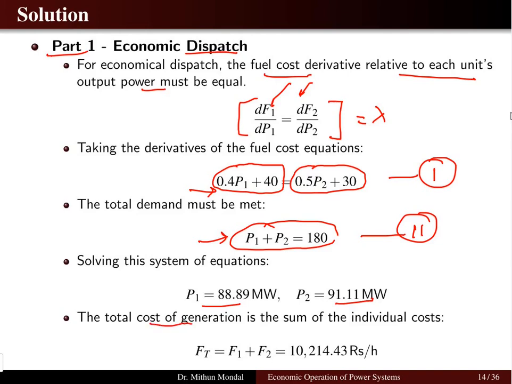The total cost of generation is basically the sum of the individual costs, so we sum up F1 plus F2. We substitute these powers P1 and P2 in the given expressions F1 and F2, and we get the total cost involved with the individual plants.